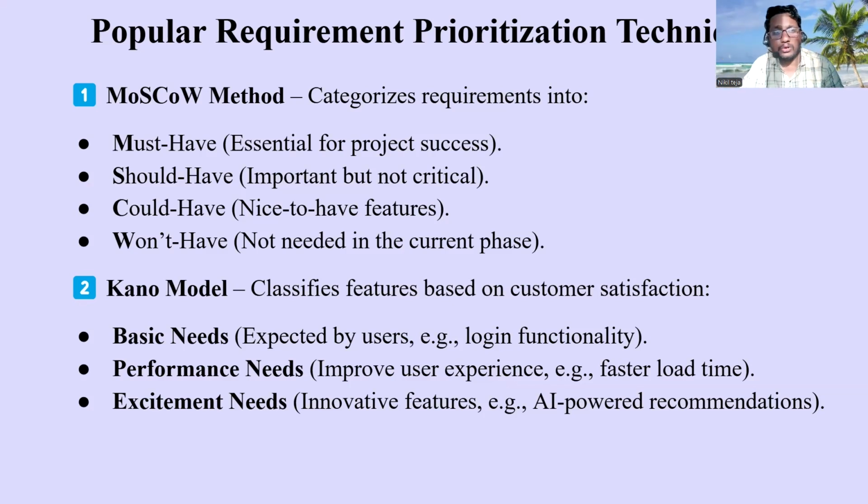We will be learning about some popular requirement prioritization techniques. First is MoSCoW. MoSCoW is nothing but M stands for must have, S stands for should have, Co stands for could have, and W stands for won't have. Suppose we have 20 requirements. We have gathered and analyzed the 20 requirements, and now we will be following a prioritization method called MoSCoW.